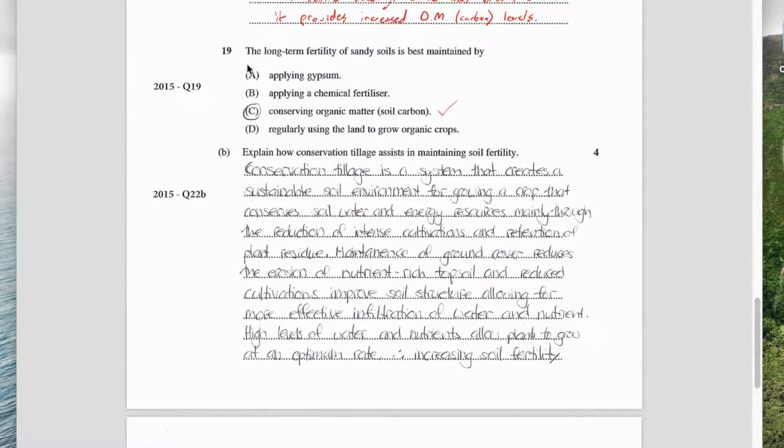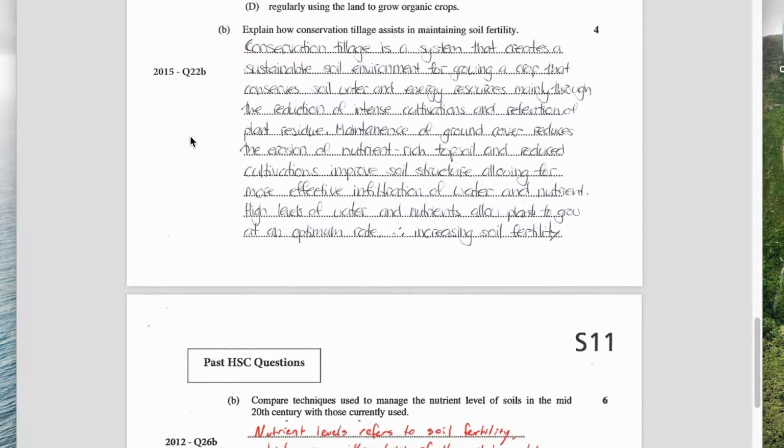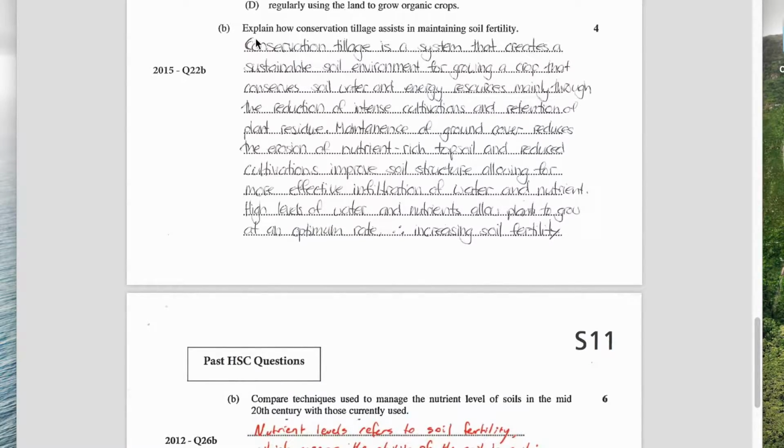2015 multiple choice question: the long-term fertility of sandy soils is best maintained by conserving organic matter, because organic matter provides most of the nutrients in a soil. 2015 question here: explain how conservation tillage assists in maintaining soil fertility.